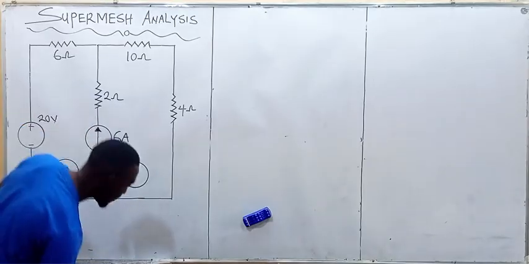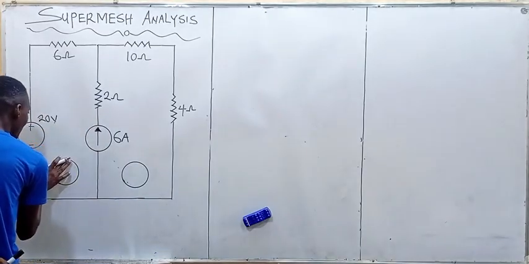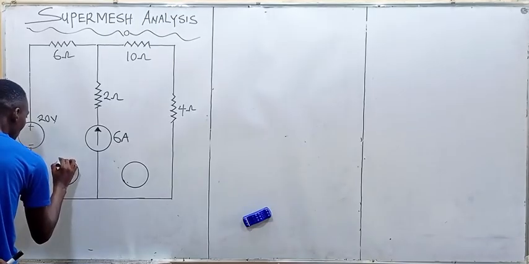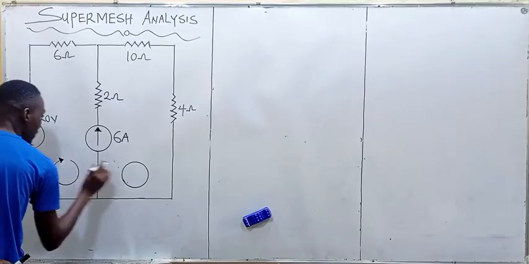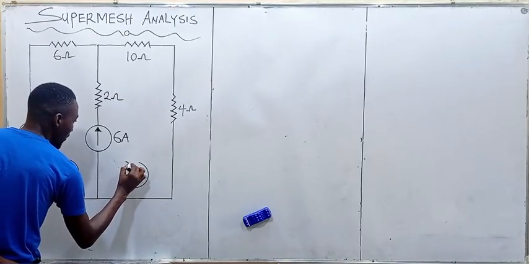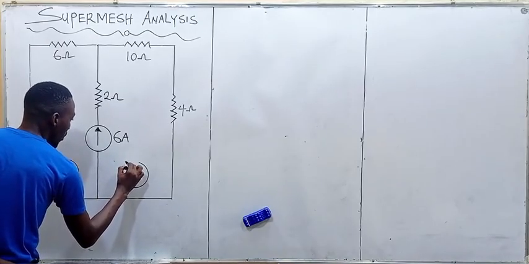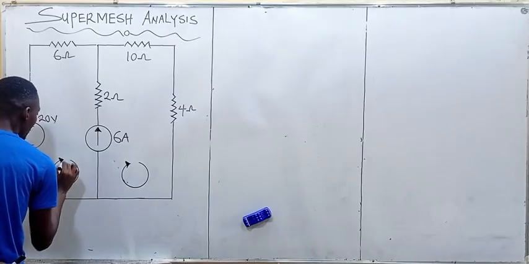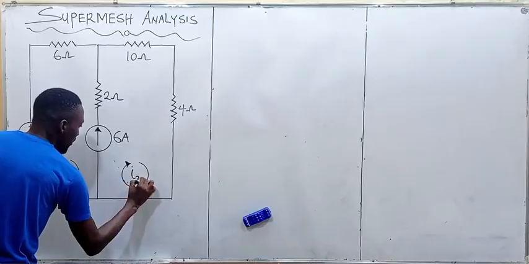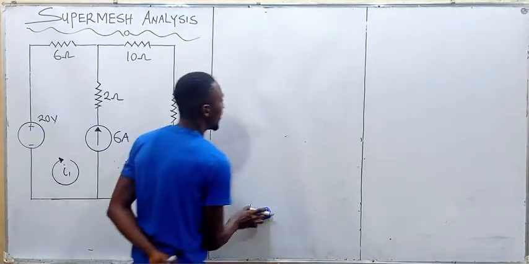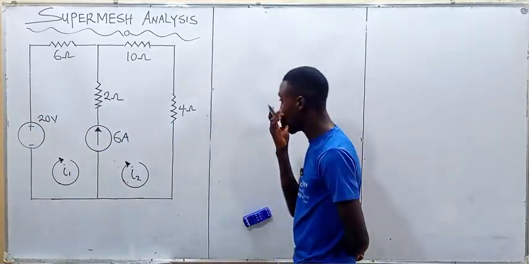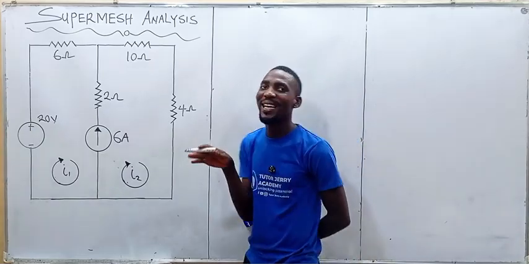All right, so that's it. We are taking a clockwise direction. This is the first mesh, and this is the second mesh. Now the first thing we are going to do is apply KCL.